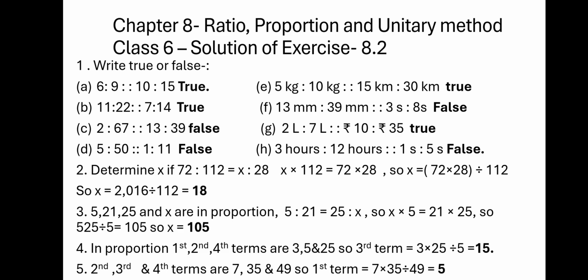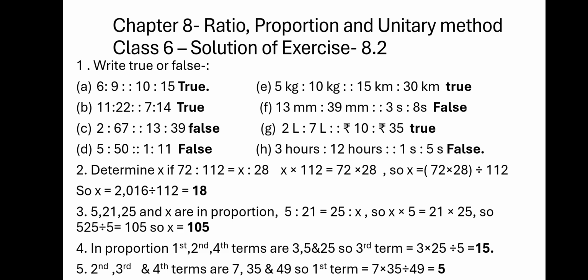Now solution of exercise 8.2. Write true or false. 6 is to 9 is equal to 10 is to 15, it is true because both are equal. 5 kg is to 10 kg equal to 15 is to 30 kilometer, that is also equal. 11 is to 22 is equal to 7 upon 14. 7 is to 14, that is 1 is to 2, and 1 is to 2, both are equal, so true. 13 millimeter is to 39 millimeter and 3 is to 8 second, which is false because one is 1 is to 3 and another is 3 is to 8. Also they are not equal, so false.